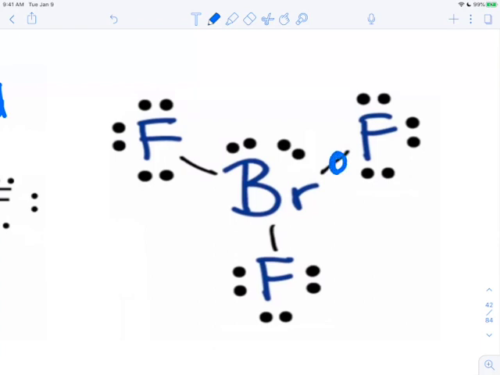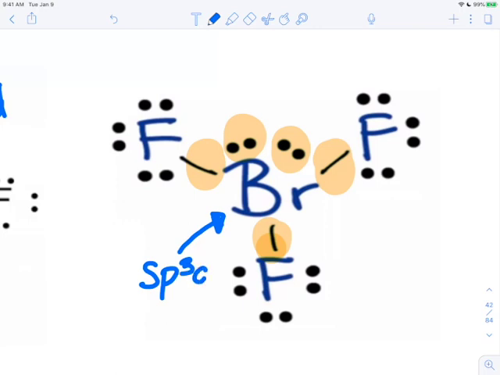So I see, oops, grab a highlighter. I see 1, 2, 3, 4, and 5 electron groups. So just like the last two, I'm going to say the bromine is sp3d hybridized. So long as it has 5 electron groups, it will count as sp3d hybridized.